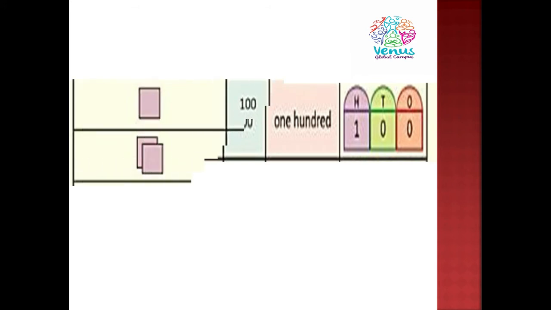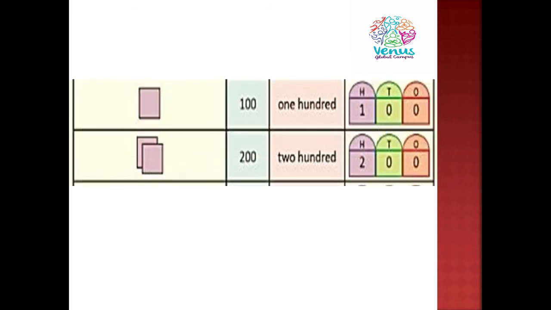Similarly, here we have two big squares. Two big squares means 200. For 200, we have to write 2 in the hundreds place, 0 in the tens place and 0 in the ones place.